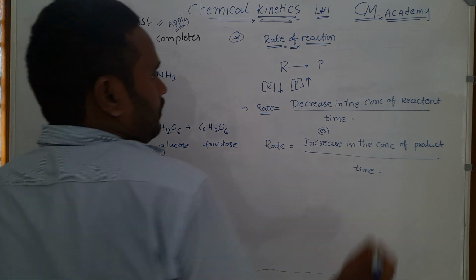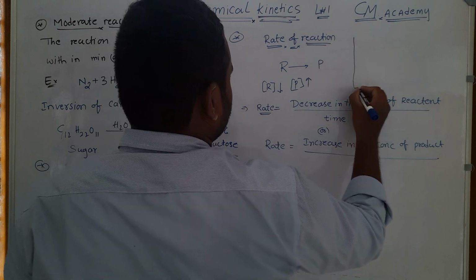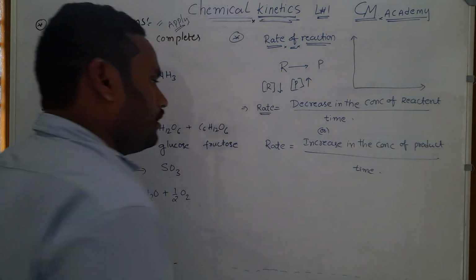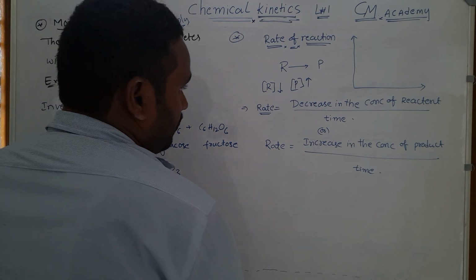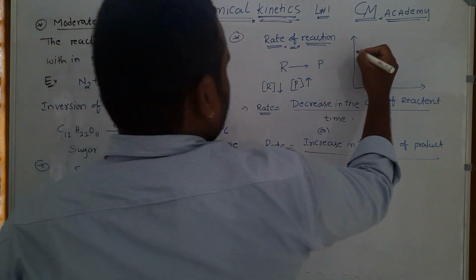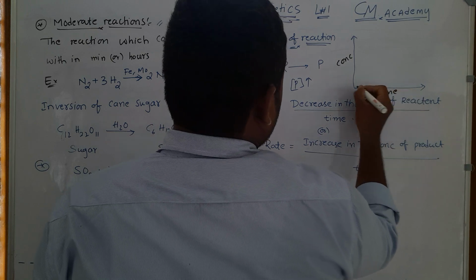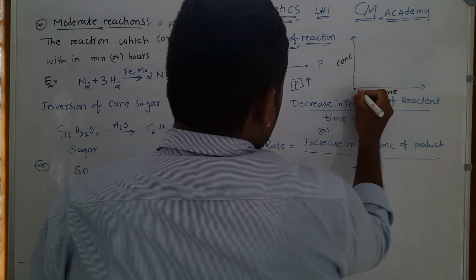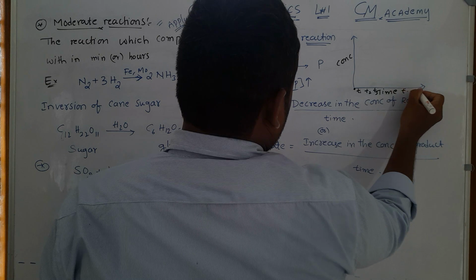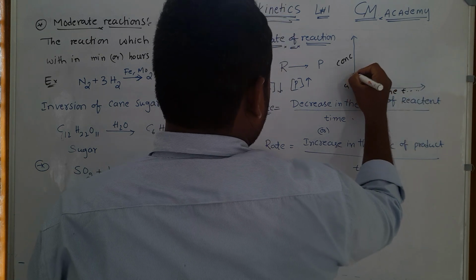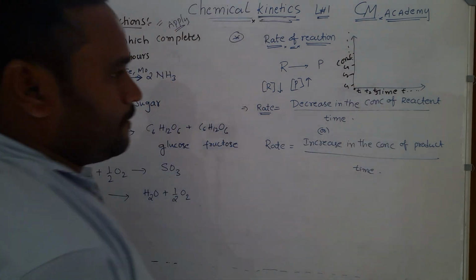So graphically, when you draw a graph of concentration versus time, let us take this as the concentration axis and this as the time axis. So there is the initial time t1, t2, t3 and so on, and here the concentrations c1, c2, c3, likewise.